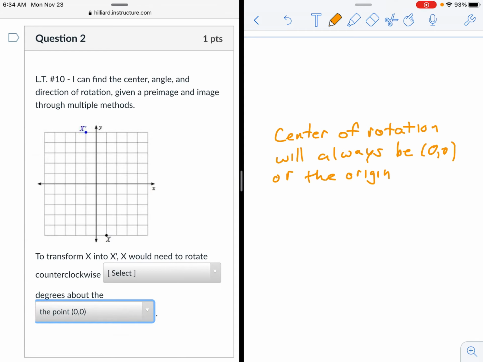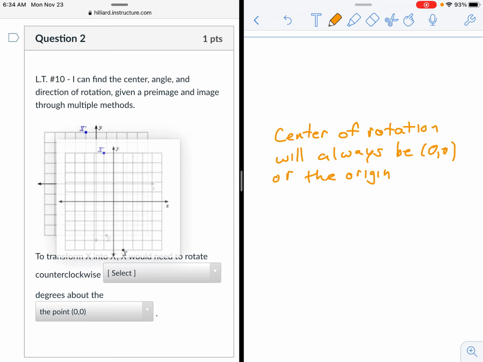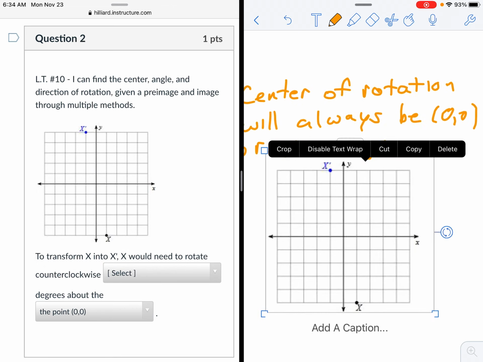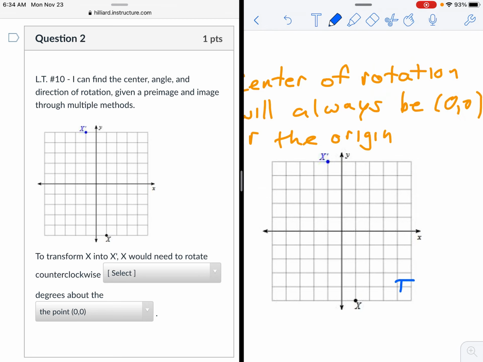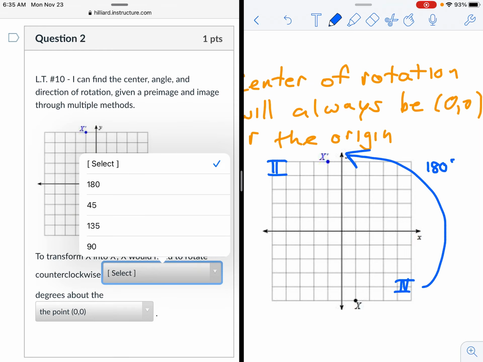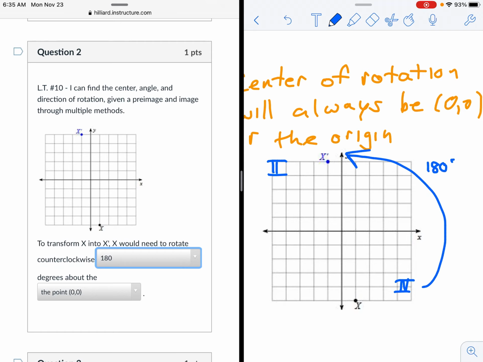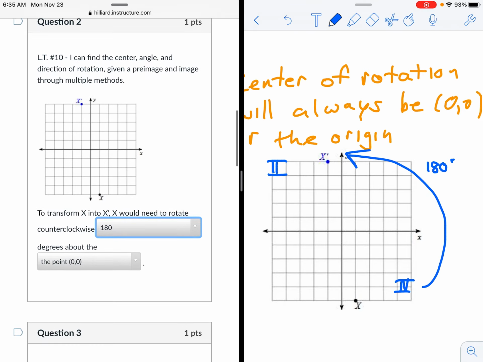And then we're going from X to X prime. So one thing to say is, well, notice how this is in quadrant 4. We're starting in quadrant 4. We're ending up in quadrant 2. We're also going counterclockwise. So since I'm moving 2 quadrants, that means it's going to be a 180 degree rotation. It's on the exact opposite side. So just look at the quadrants. Look at where you start. Look at where you end up. Always around the origin. Fun stuff.